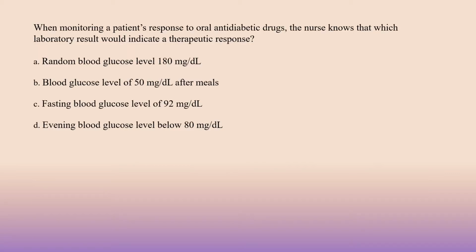When monitoring a patient's response to oral antidiabetic drugs, the nurse knows that which laboratory result would indicate a therapeutic response. A. Random blood glucose level 180 mg per deciliter. B. Blood glucose level of 50 mg per deciliter after meals. C. Fasting blood glucose level of 92 mg per deciliter. D. Evening blood glucose level below 80 mg per deciliter.